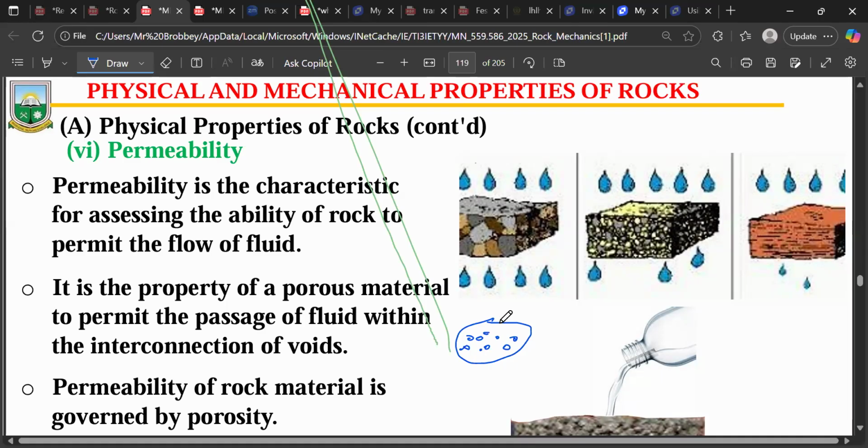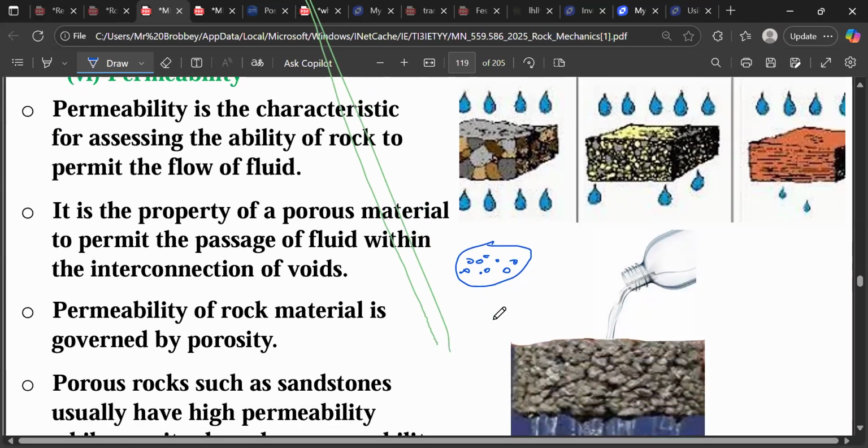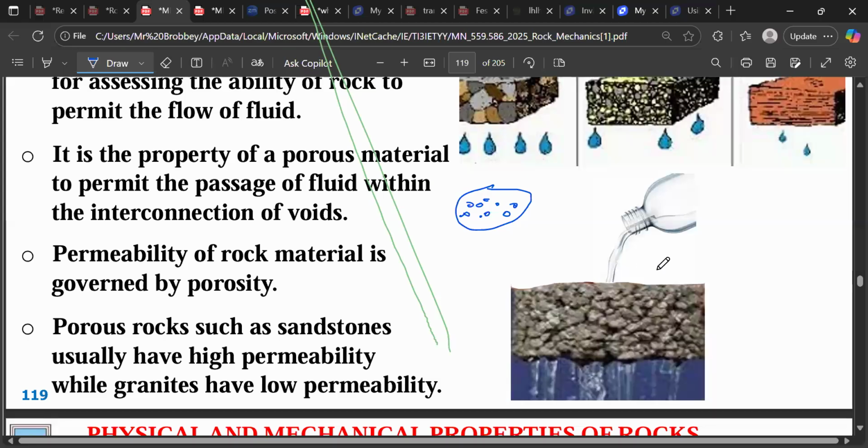So permeability is a characteristic for assessing the ability of rock to predict the flow of fluids, right? It is a property of a porous material to permit the passage of fluid within interconnected voids. It is only those that are interconnected inside the rock sample that will allow the water to flow. So look at this figure here. A rock, is it a concrete? Yeah.